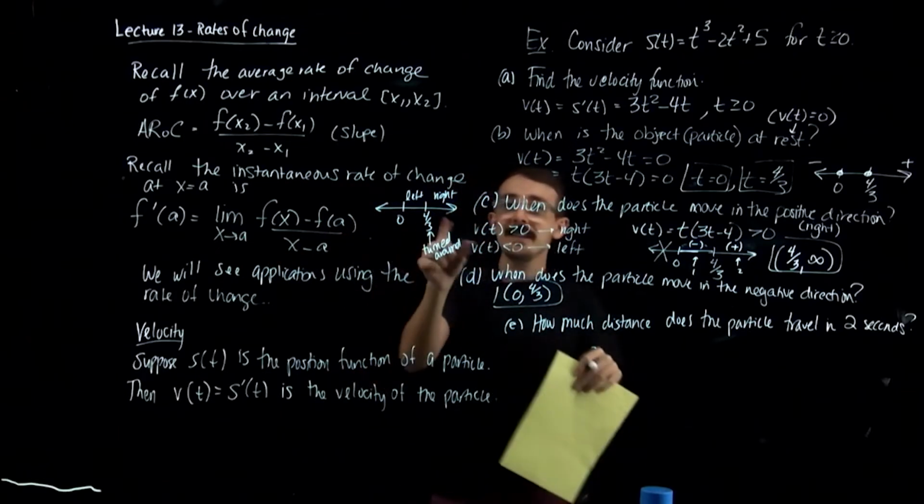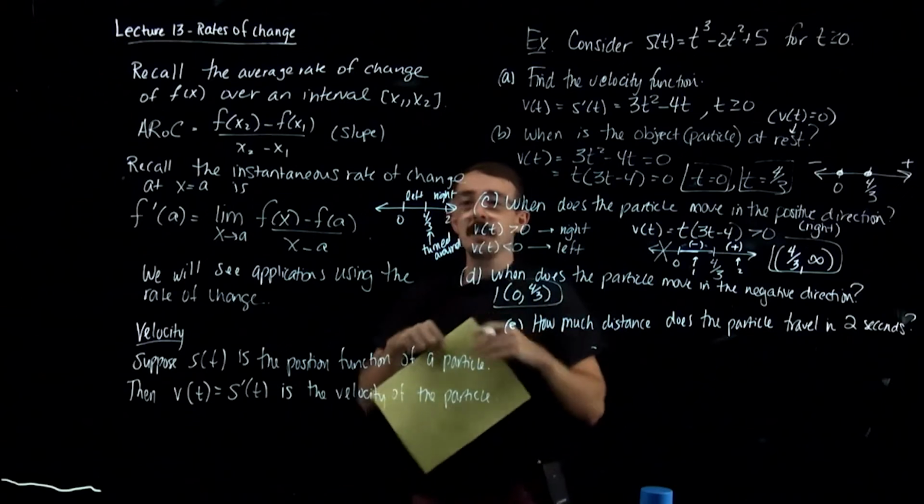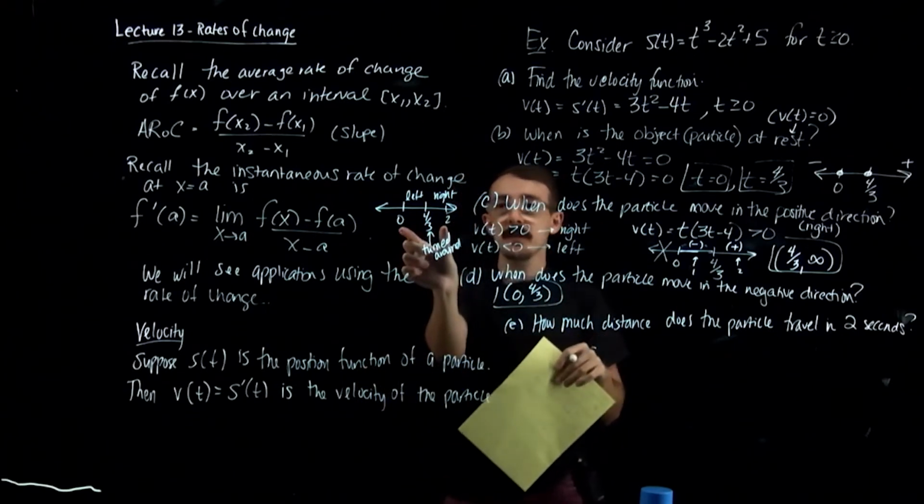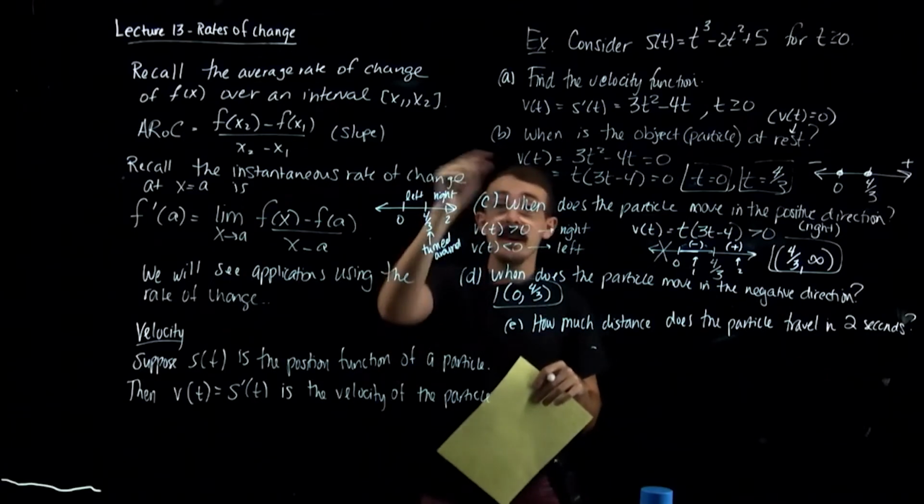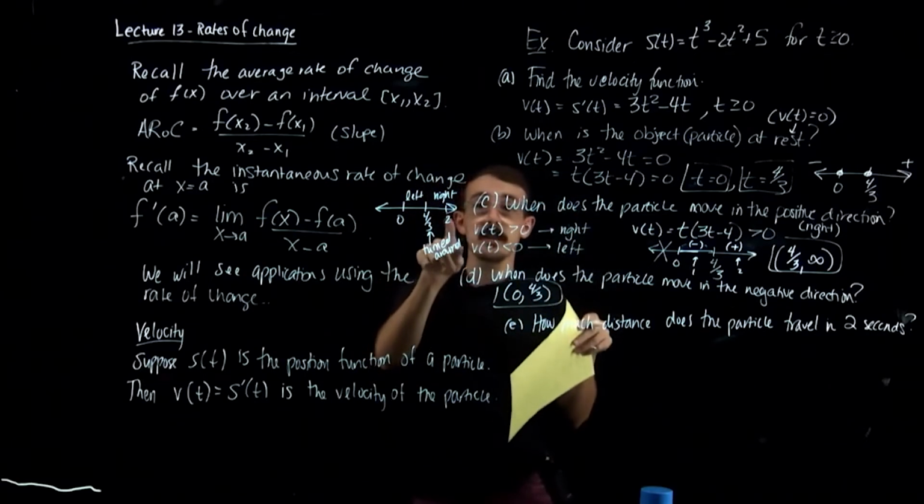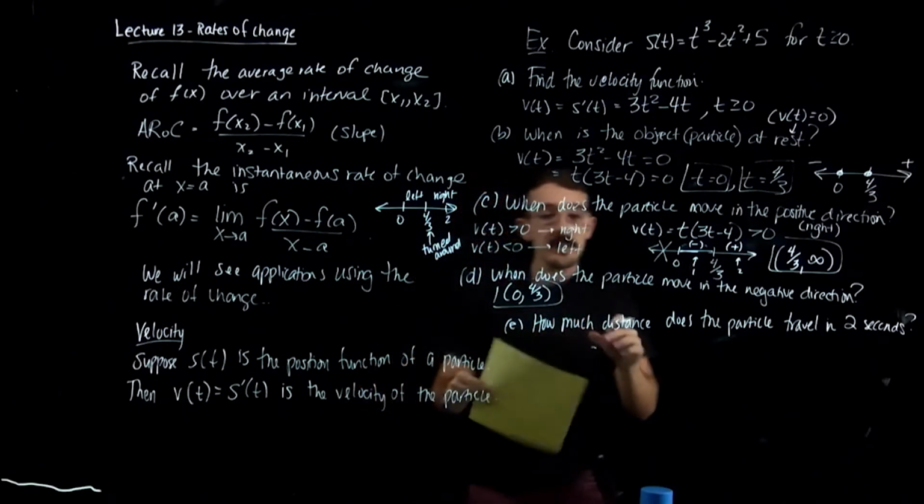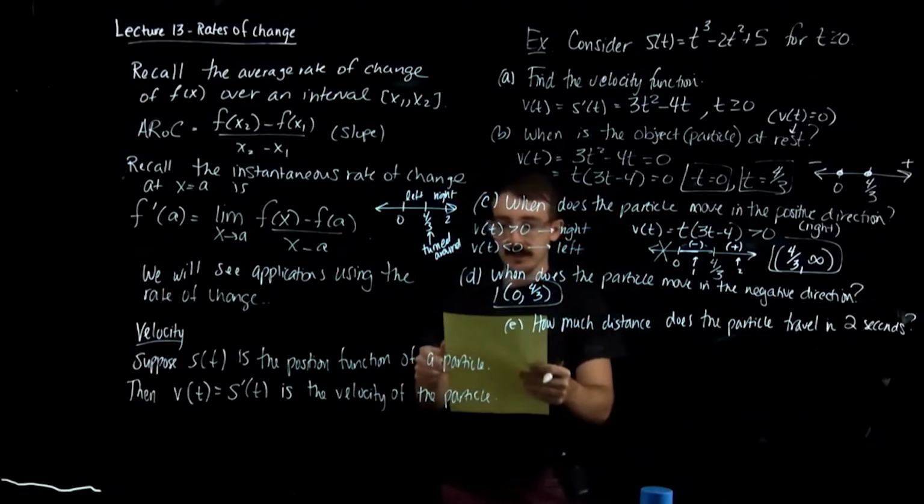So I can't just consider the whole interval from 0 to 2. I need to break this up. So first I'll get the total distance from 0 to 4/3. Then it turned around and went the other way. Then I'll take that distance from 4/3 to 2. So let's set this up. I'll show you how this works.